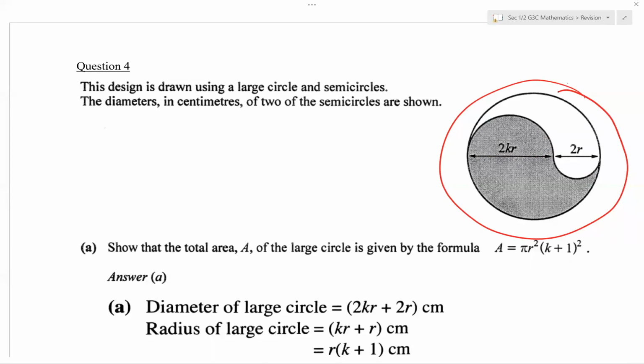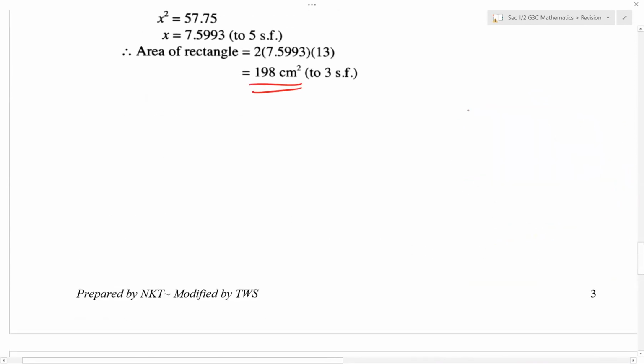Omera, can you find the third diameter? Small diameter is 2r. Big diameter is 2kr. What is the big circle's diameter? What do we need to do with them? Yeah, add them up. Add them up, you get the big diameter already. Then divide by 2, you get a radius. So you can find area already.